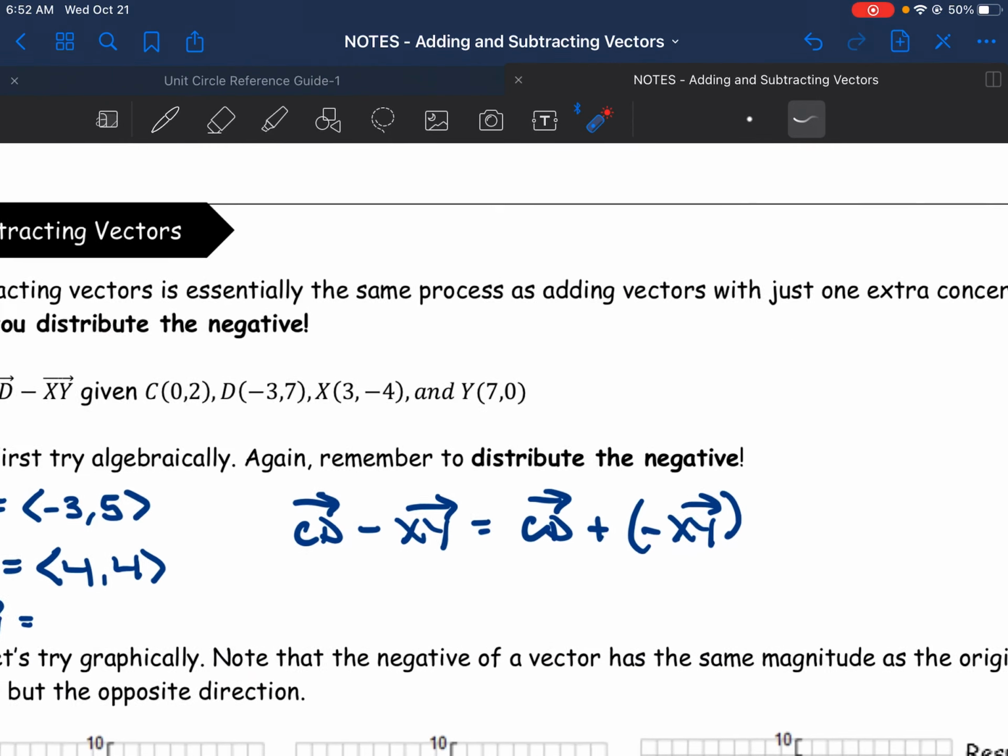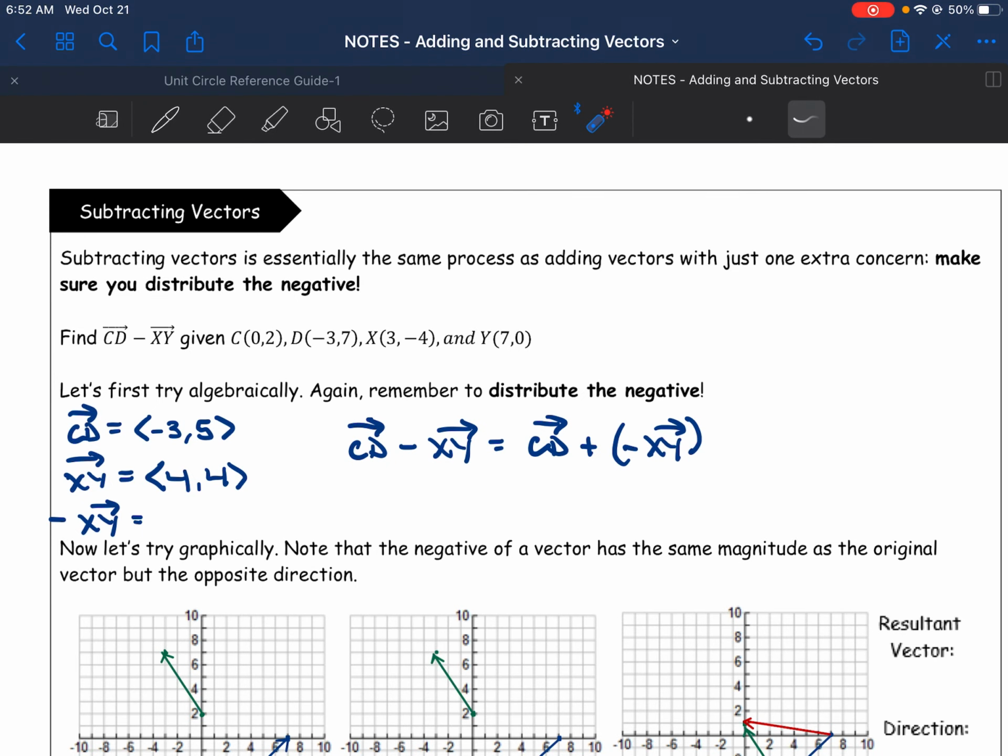All right, so now let's try subtracting vectors. And essentially, subtracting vectors is the same process as adding vectors, but you have one extra thing to worry about, which is the negative. So when you subtract vectors, for example here, when you do vector CD minus vector XY, subtraction is the same as addition, but you're adding a negative vector. So this would be the same as vector CD plus the negative vector XY.